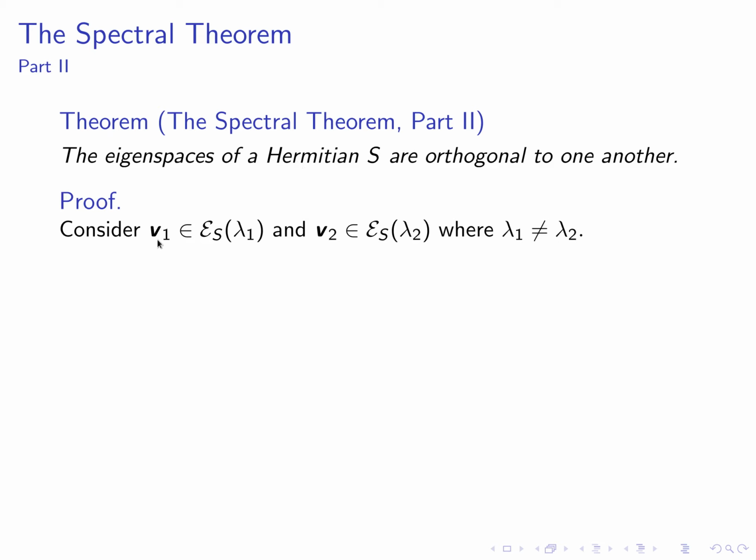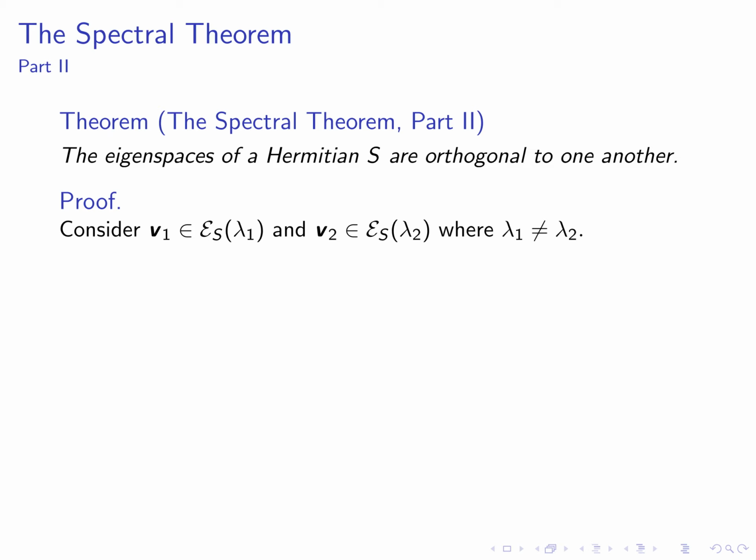We're going to choose an eigenvector v1 corresponding to an eigenvalue lambda 1, and then we're going to choose another eigenvector v2 corresponding to another eigenvalue lambda 2. So here, lambda 1 is assumed to not equal lambda 2, so that we know we're working with different eigenspaces. And the two eigenvectors we're choosing here are called v1 and v2.